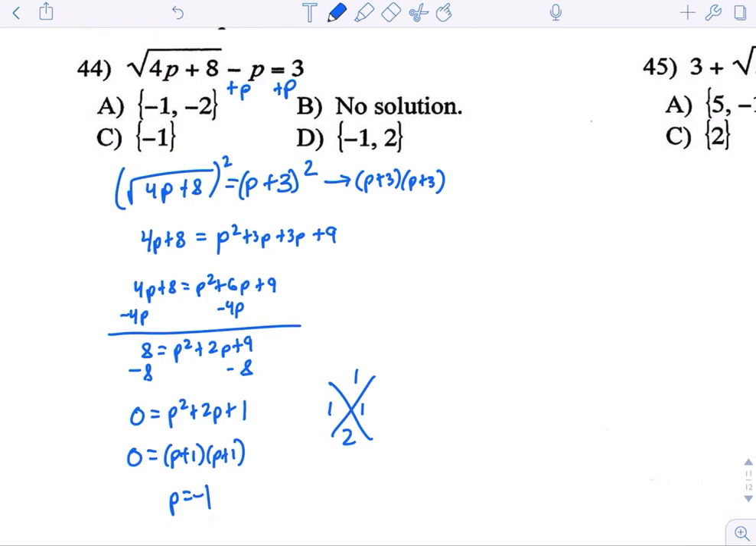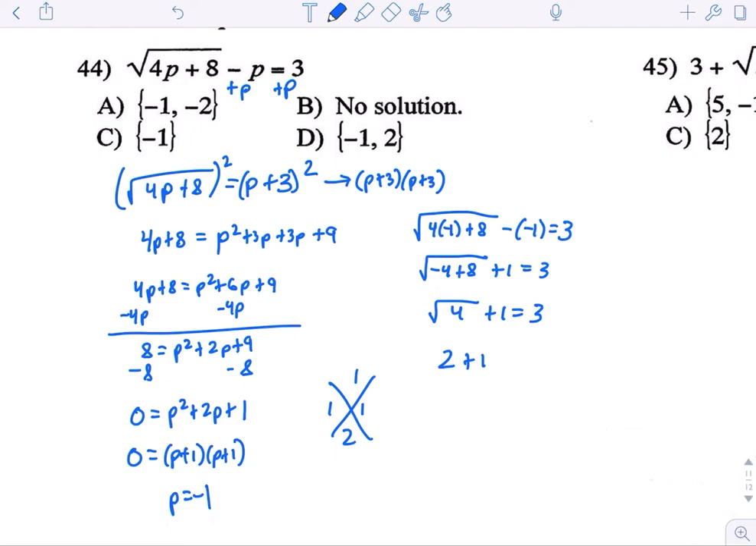Now, you must check your answer by substituting it back into the original. So square root of 4 times negative 1 plus 8, minus negative 1, is equal to 3. Square root of negative 4 plus 8, plus 1, is equal to 3. Negative 4 plus 8 is 4, plus 1 equals 3. Square root of 4 is 2, plus 1 equals 3. And 3 is equal to 3. That's an answer. C.